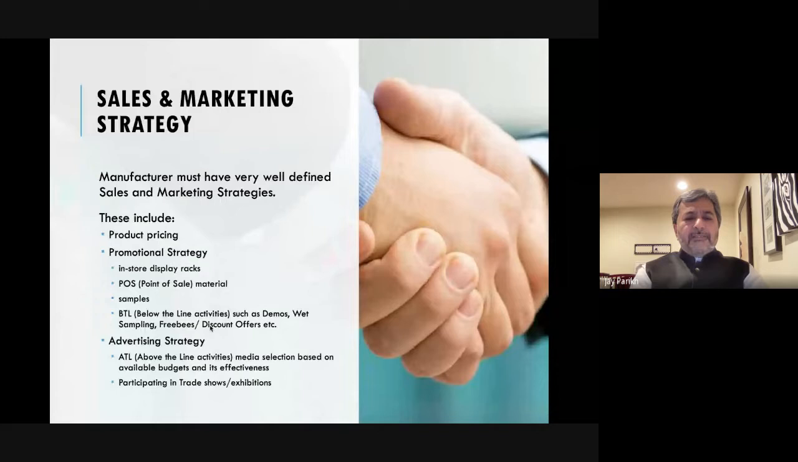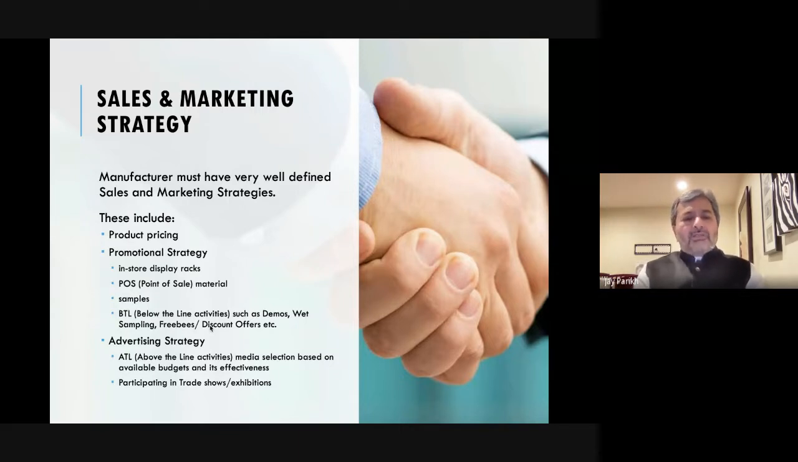Sales and marketing strategy. Again, coming back to what I had said before, you have to develop your own well-defined sales and marketing strategy or strategies, and product pricing. The promotional strategy could be, you have to definitely define a budget for, say, in-store display if you want your product to be displayed, point of sale material, samples, below the line activities such as demos or wet sampling in foods, or freebies, discount offers in your product line.